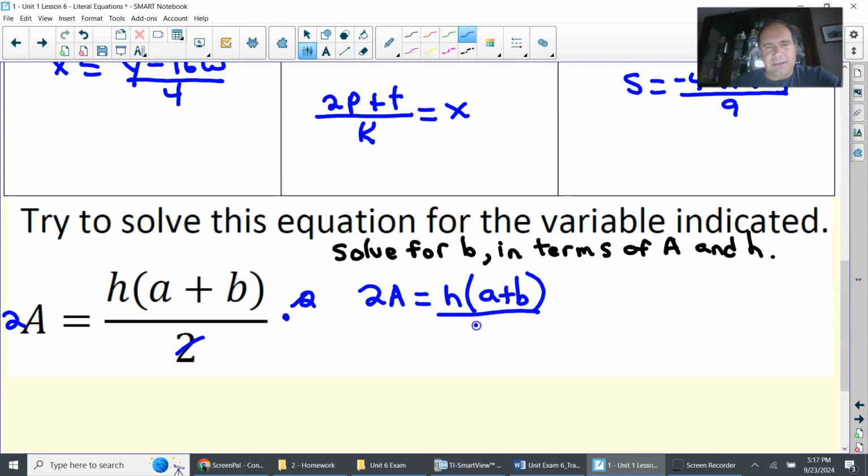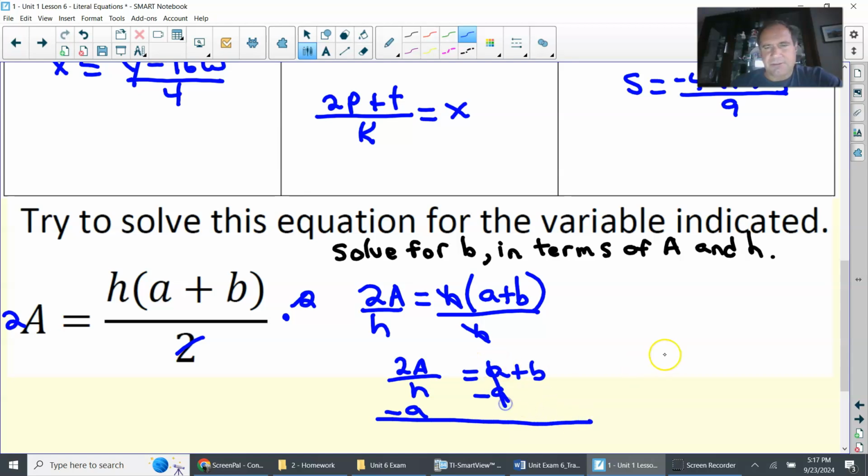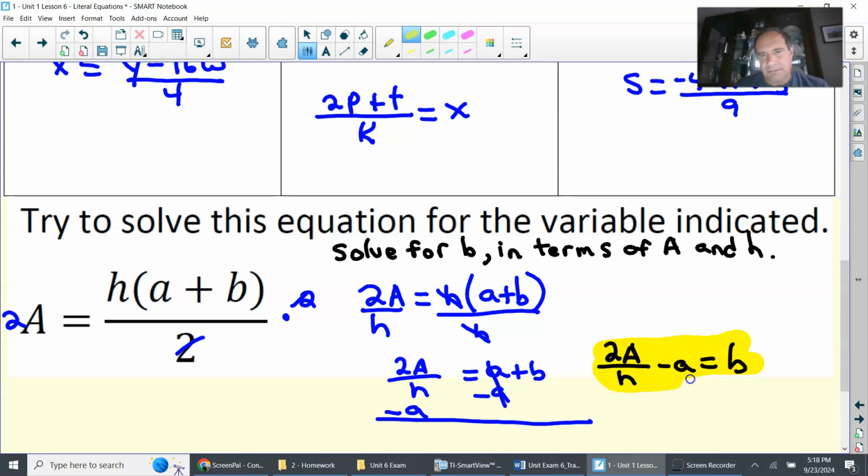So now divide by H. The H cancels. Then A plus B comes down equals 2A over H. And then if you're going to solve for B, minus A on both sides. This cancels, and you have 2A over H minus A, small a, equals B. And there you go. That's a really good question. Something that the Regents could definitely ask.